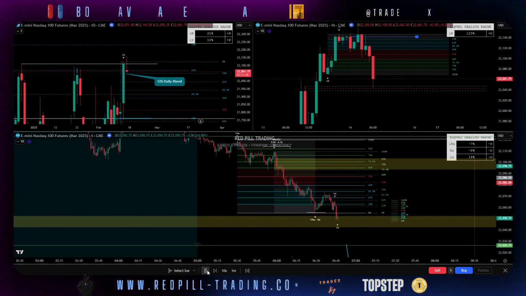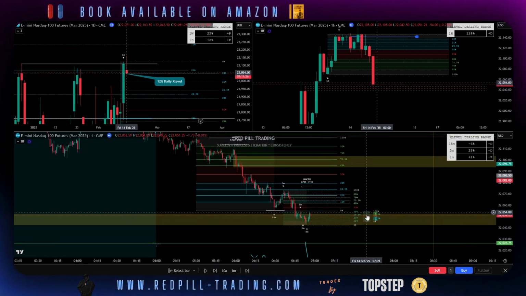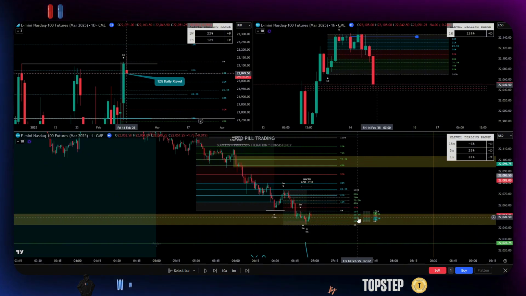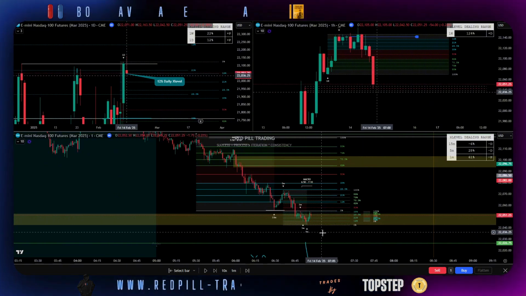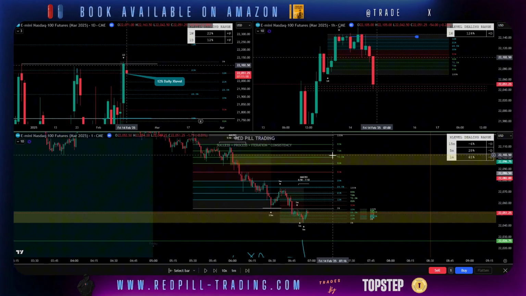If I press play, you can see that we've come down and we've tested this balanced price range, and we have on this right-sided widget our 1-minute dealing range. So this high which put in this low. It's at this point I'd be looking for price to break structure and move back through the dealing ranges.